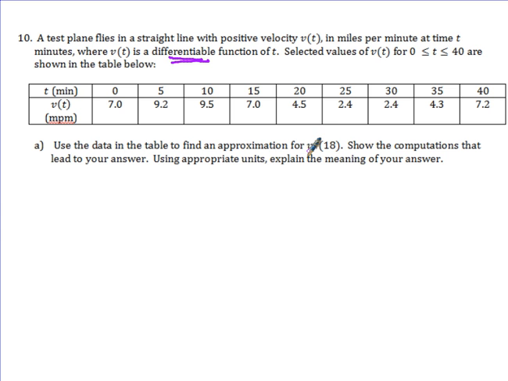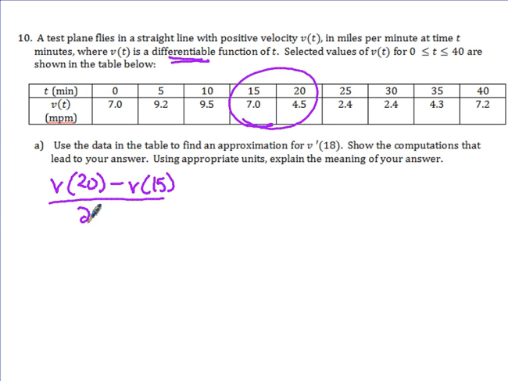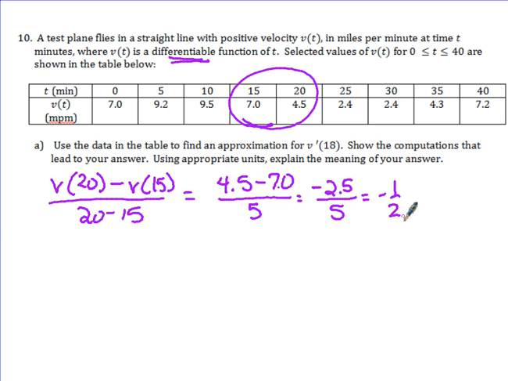Well, if I'm looking for the slope of velocity at 18, or in other words, the acceleration at 18, I'm going to use these two pieces of data, 15 and 20, because those are the ones that are closest to 18. So I'm going to say v of 20 minus v of 15 over 20 minus 15. And then we'll plug in the values from the table. V of 20 is 4.5, v of 15 is 7.0, and 20 minus 15 is 5. And so that's equal to negative 2.5 over 5, or negative 1/2.